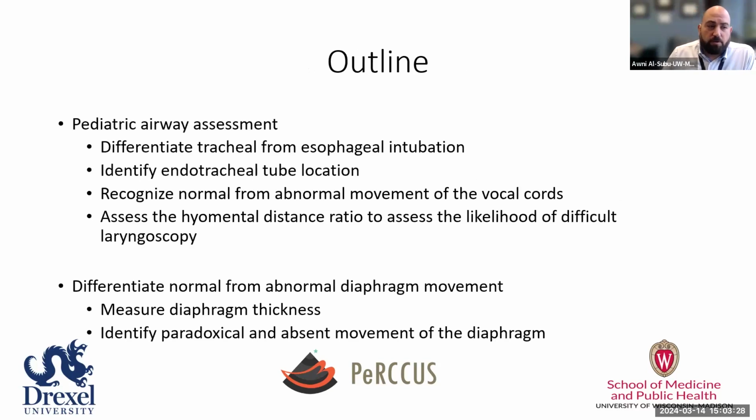So over the next hour, we will go over pediatric airway assessment and then assessment of abnormal diaphragm movements. Specifically for the first part, we'll focus on differentiating tracheal from esophageal intubation, identifying endotracheal tube location, and then we will move to how, using POCUS, we can recognize normal from abnormal movements of the vocal cord, and then look at some of the measurements and indices that we can use to assess the likelihood of a difficult laryngoscopy. In the second half of the hour, Ryan will take you on a journey to talk about measuring diaphragm thickness, and then assess paradoxical or absent movements of the diaphragm.